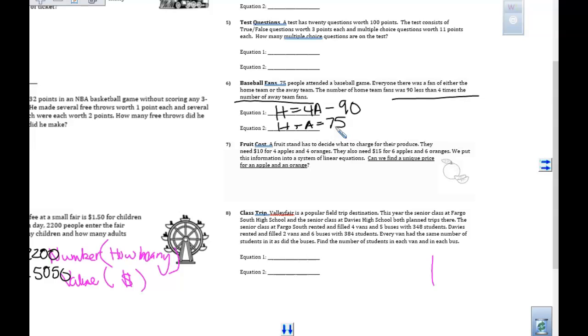Number 7. We are looking at number 7. Number 7 says, a fruit stand decides to charge for their produce. They need $10 for 4 apples and 4 oranges. They also need $15 for 6 apples and 6 oranges. We put this information in a system of linear equations. Can we find a unique price for an apple or an orange? Meaning, could each one be $1 or $1.50, depending on that? If we are writing just to write our equations, I want to take a look at that. What do you think, Tyler, if I'm doing that first one for $10 with my apples and oranges?